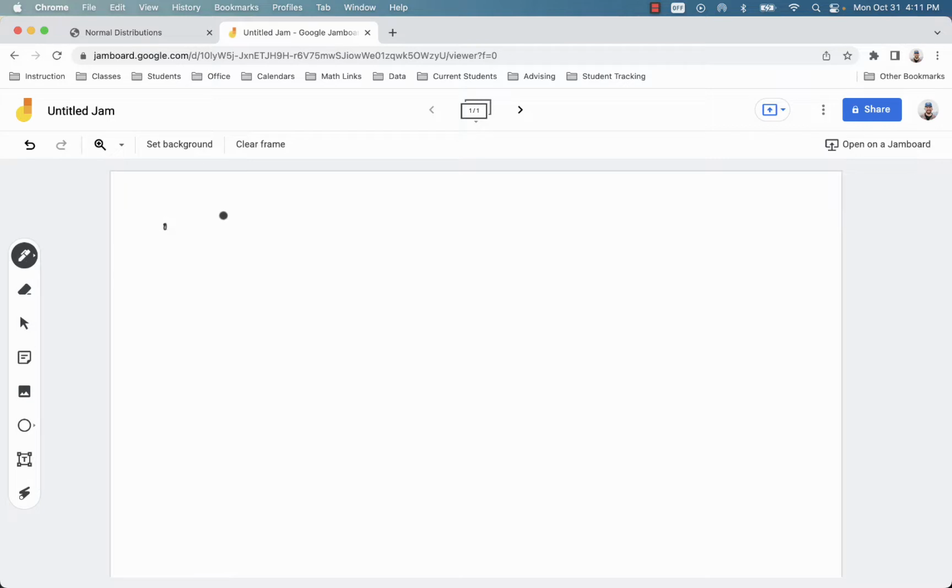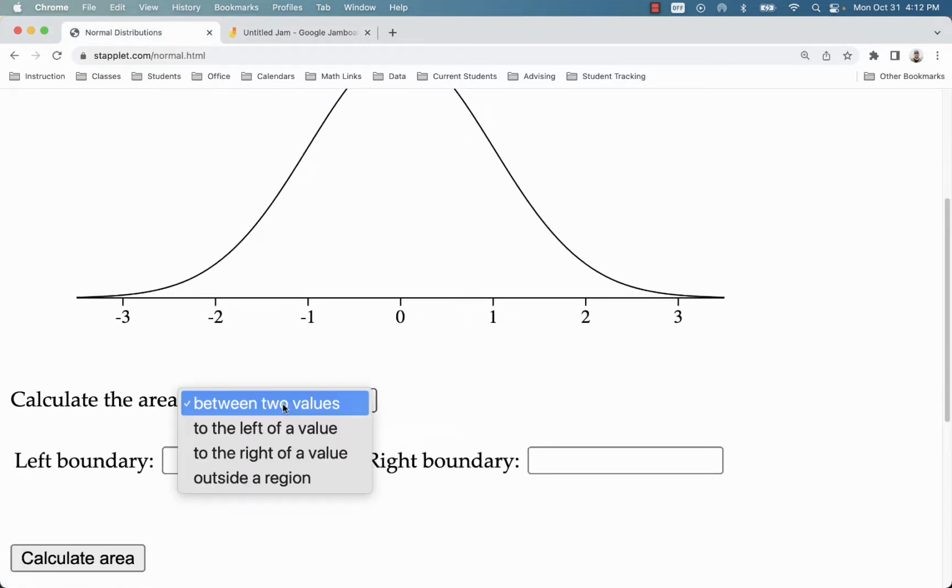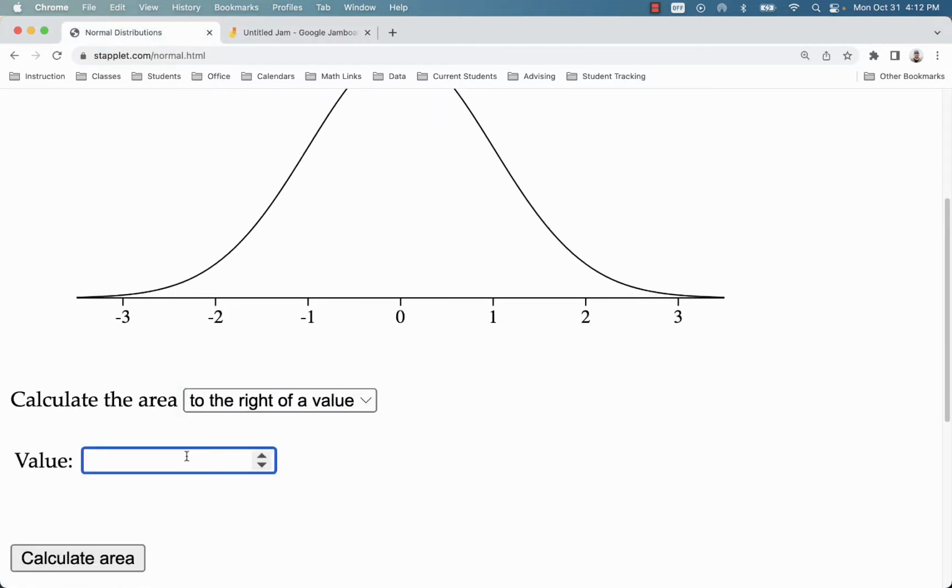For example, let's say we want to find the probability of selecting a z-score that is to the right of 1.05. You could also say what proportion, what percent of the curve is to the right of 1.05. There's definitely different ways you could word that. I think this is going to be the universal way to write it without having to write out too much. And to do that, I would just want to change it to a right side to the right of a value, 1.05.